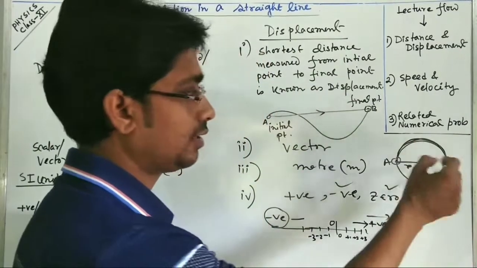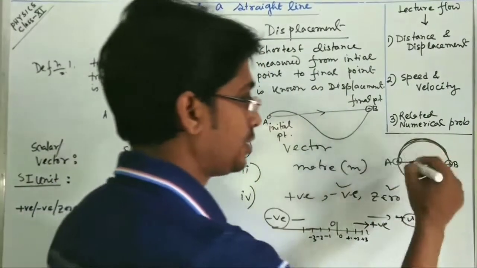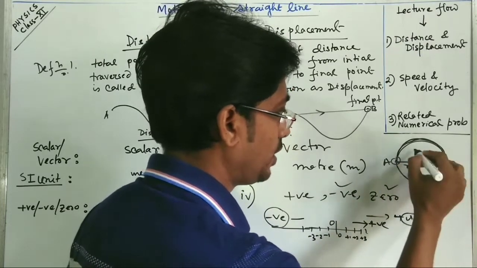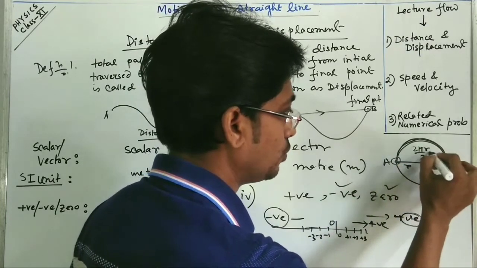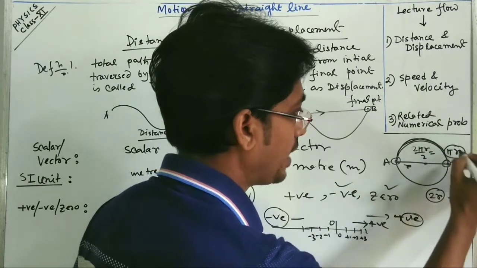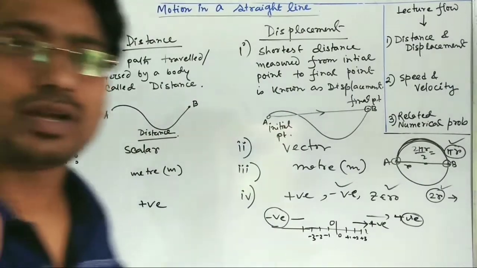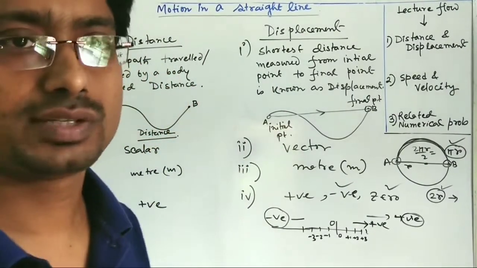And what will be the distance here? The whole periphery is 2 pi r, so half of that, 2 pi r by 2, will be pi r. So pi r will be the distance and 2r will be the displacement. Okay, I'm giving one more example on that.